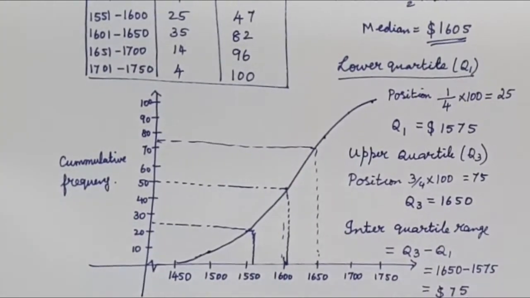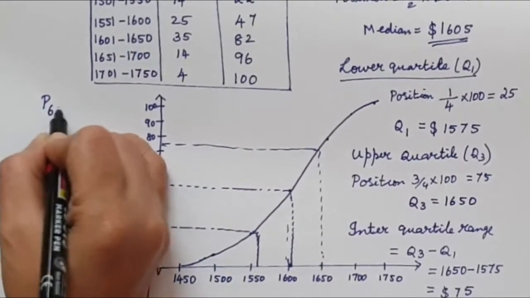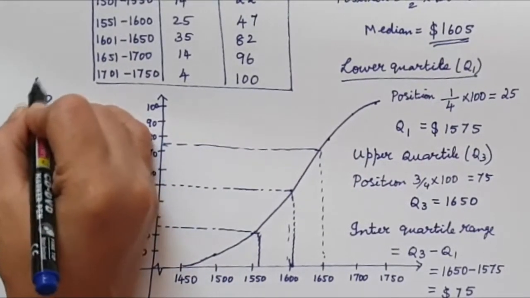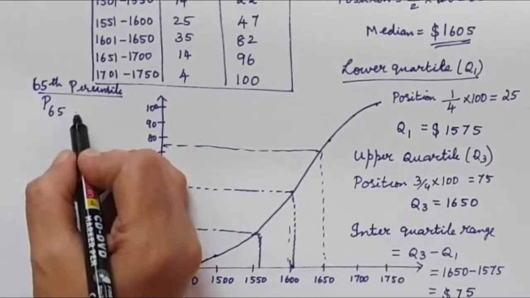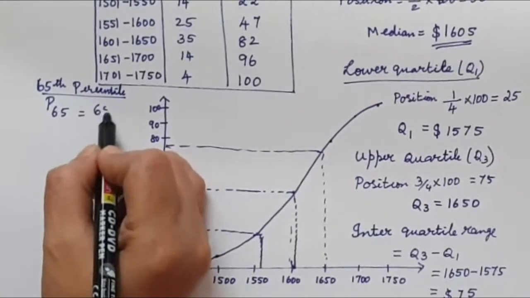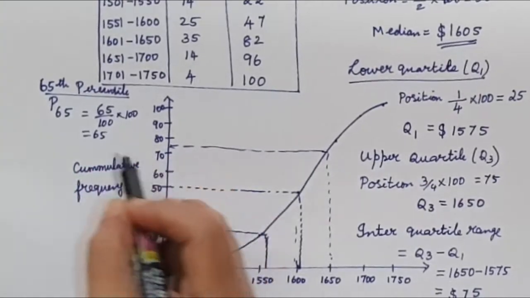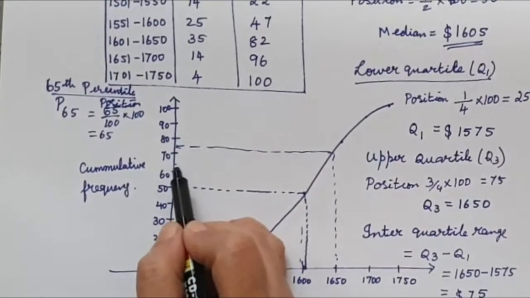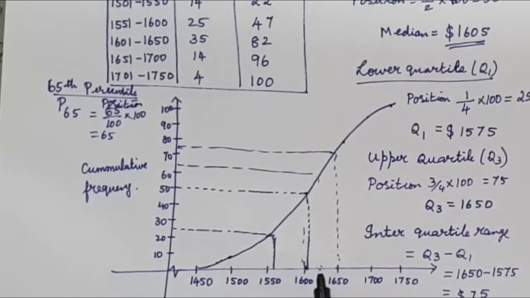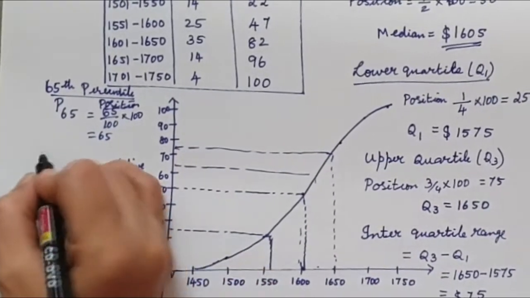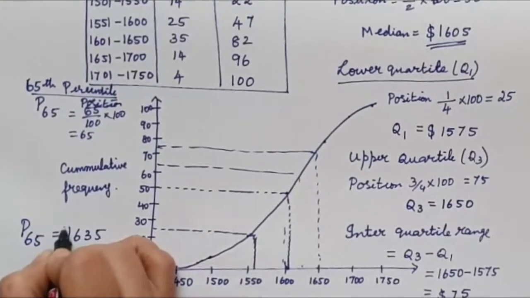Suppose you need to find the 65th percentile. So P65, or percentile 65. As the term goes, it is 65% of the total, so it will be equal to 65. This is our position. So we find the 65th value over here and go straight to the curve, and whatever answer we get over here, that will be your answer. So P65 will be equal to $1635.